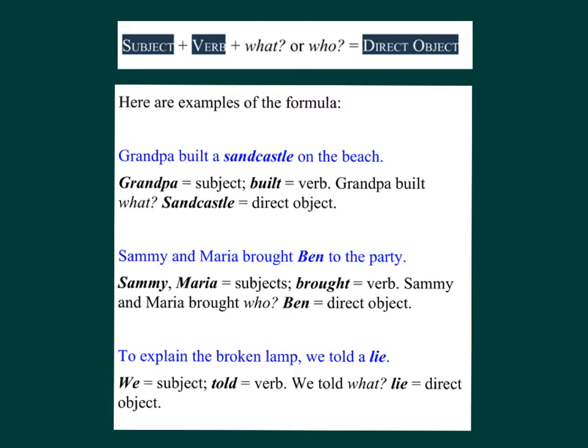Another example. Sammy and Maria brought Ben to the party. Sammy and Maria are the subjects. Brought is the verb. Sammy and Maria brought who? Ben, so Ben is the direct object. Another example. To explain the broken lamp, we told a lie. We is the subject. Told is the verb. We told what? We told a lie. So lie is the direct object.